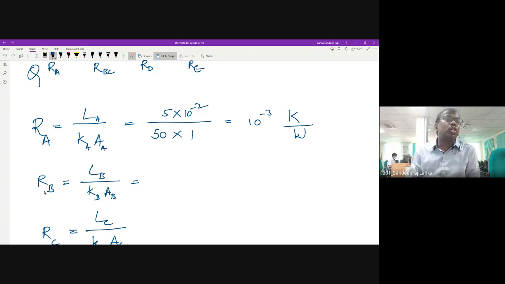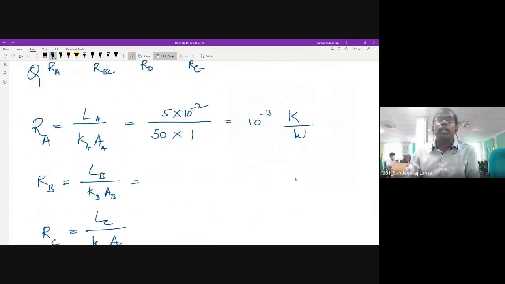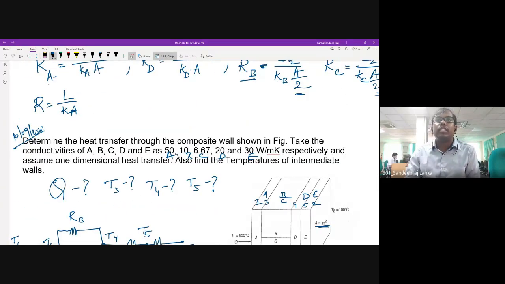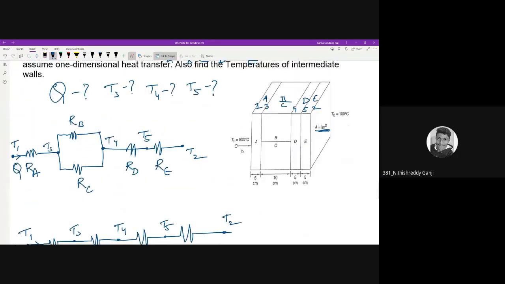Now, let's move on to LB. What is the LB? The thickness is 10 centimeters. So I'll substitute 10 into 10 to the power of minus 2 on the top by K of B. K of B is given as 10 in the question, so I will substitute 10 here for KB. And the area, what is the area here? This is the point to be noted. Somebody tell me. It is 1 by 2.